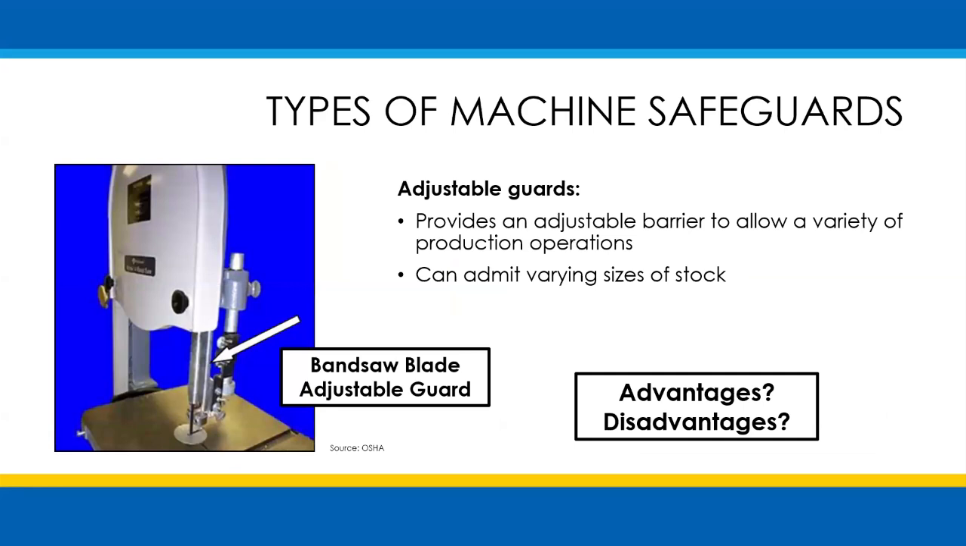Adjustable guards are useful because they can allow for a variety of production operations. They can be adjusted so that various sizes of stock can be worked on by the same machine. They can be constructed to suit many specific applications, but they may require frequent maintenance or adjustment. The guard may be made ineffective by the operator, and if they are not adjusted correctly, operators' hands may enter the danger area, or protection may not be complete at all times.